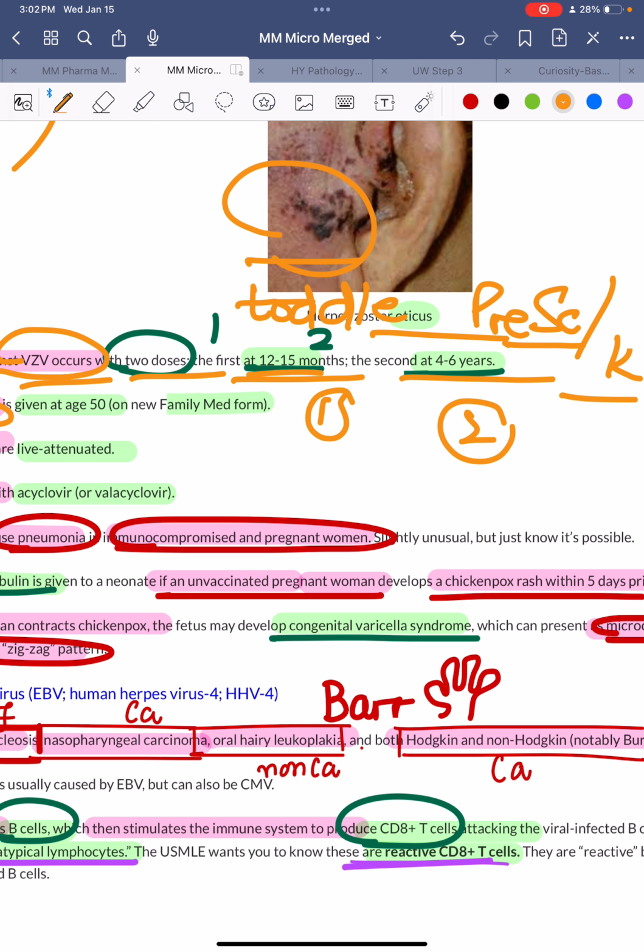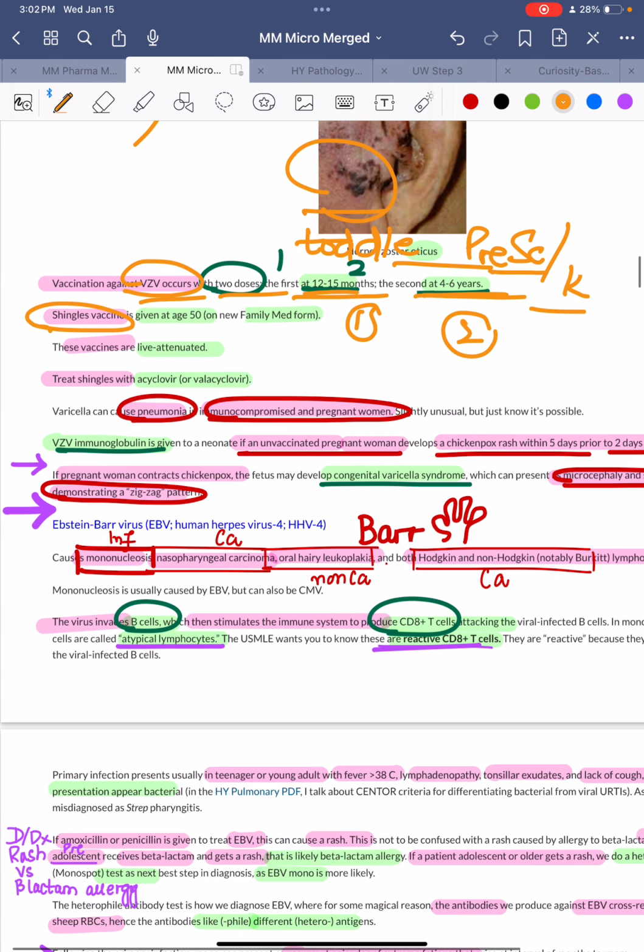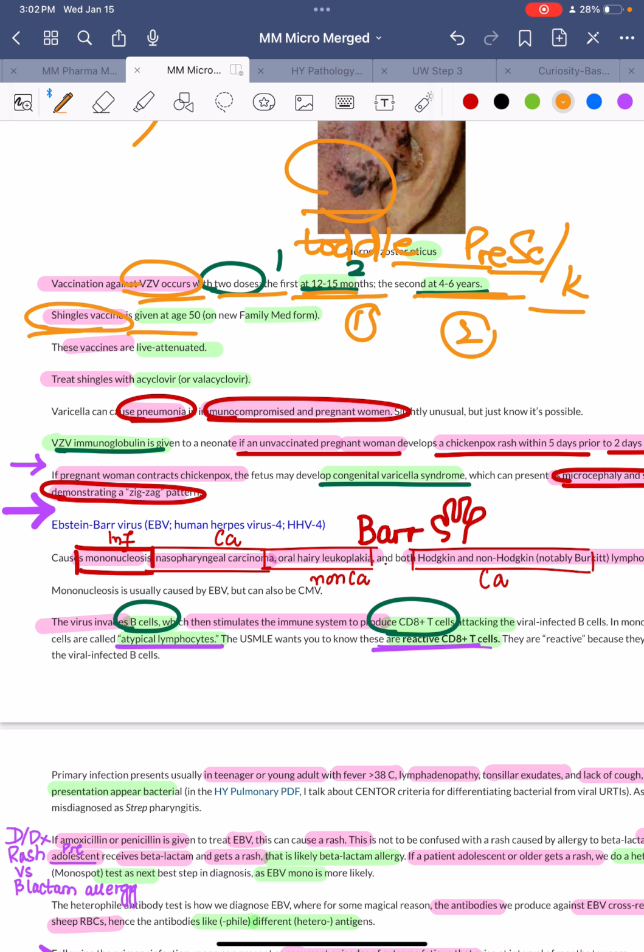One is 12 to 15 months of age, and the other is 4 to 6 years of age. This is for the chickenpox VZV vaccination. And the single vaccine for older people is for age greater than 50. So in your CCS cases, any person who is coming at age greater than 50 gets the shingles vaccine, or any child coming at 12 to 15 months or 4 to 6 years gets the chickenpox vaccine. And if they ask you the type of vaccination, it's a live attenuated vaccine. Therefore, you're not going to give it to the immunocompromised.